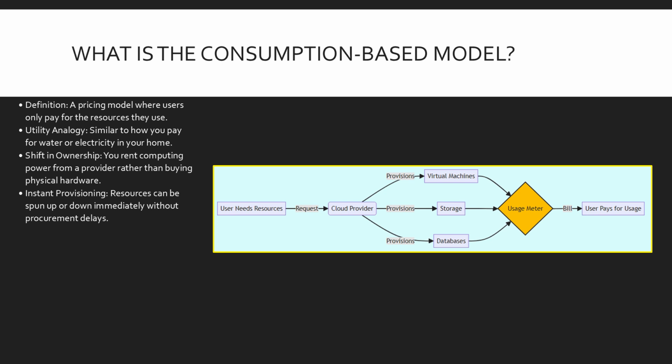This flowchart visualizes the cycle. It starts with the user requesting resources from the cloud provider. The provider instantly provisions items like virtual machines, storage, or databases. Crucially, all these resources feed into a usage meter. This meter tracks consumption in real time, resulting in a bill where the user pays strictly for that usage. This direct link between provisioned resources and billing is the heart of the model.